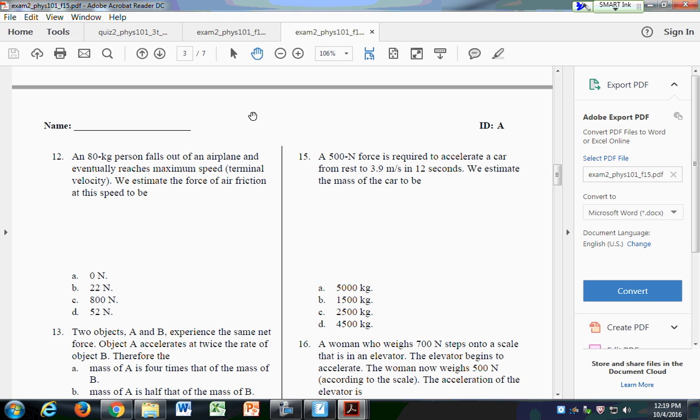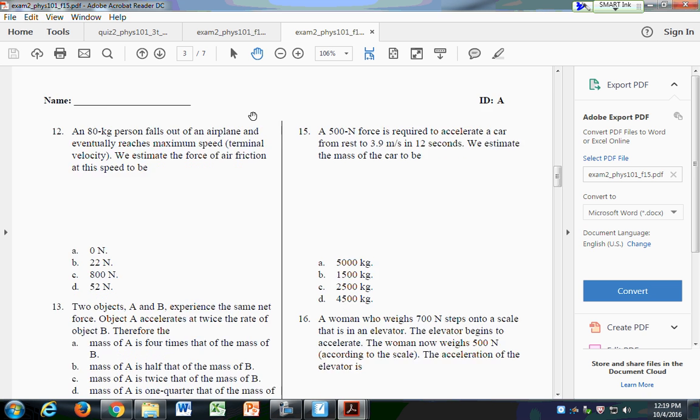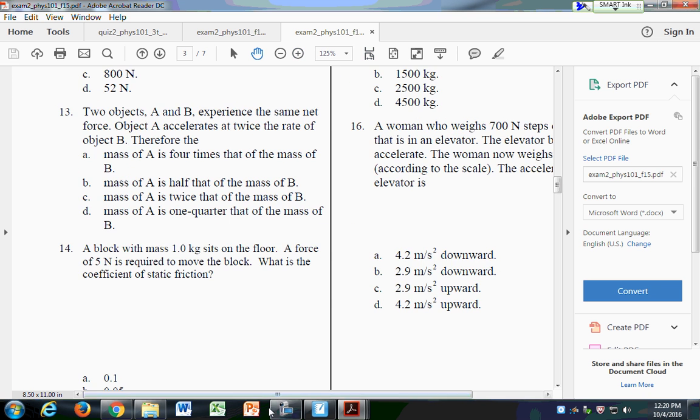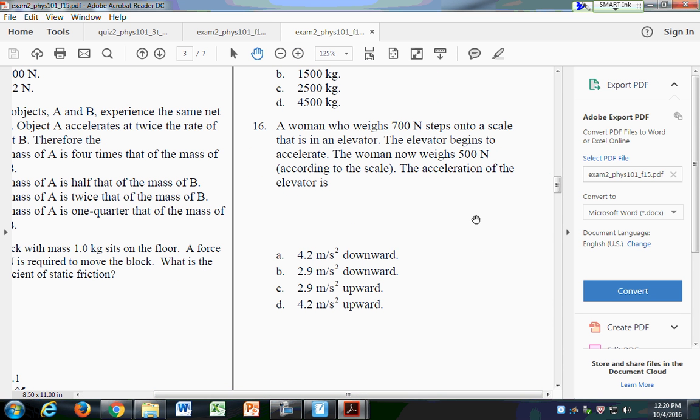I want to look at some force problems. We can come back to projectile motion, but let's look at some force problems as well. Let's look at this one right here. I think if you're in the in-class section, we worked through this. I think it was in the clicker question.